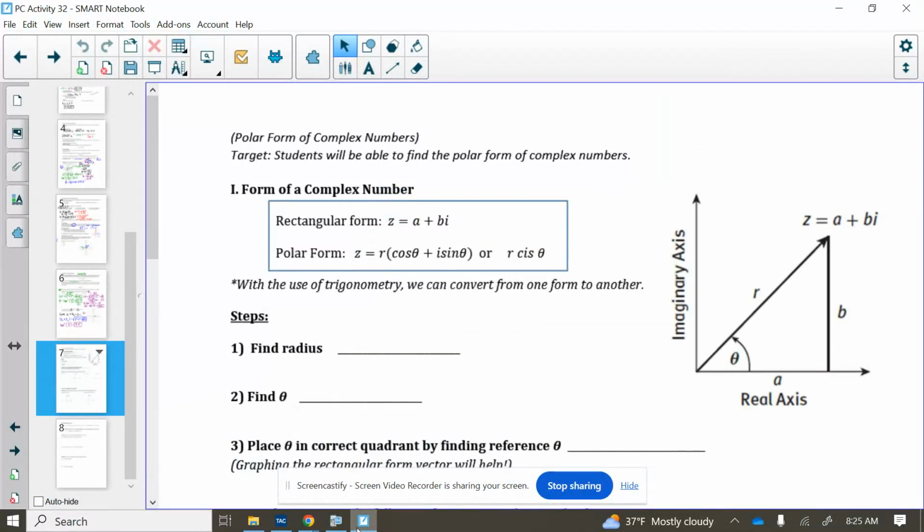Hi everyone, and welcome to the last part of Activity 32. Today we are going to talk about the polar form of our complex numbers.